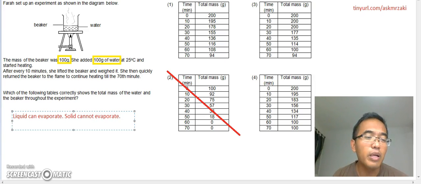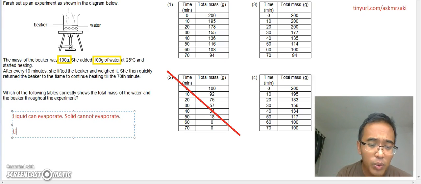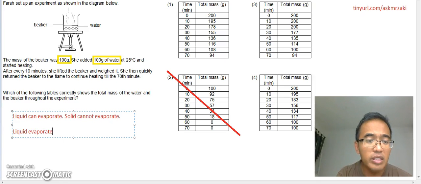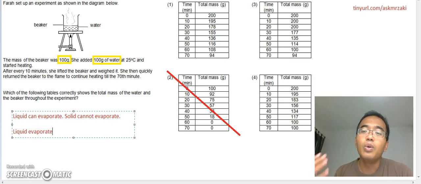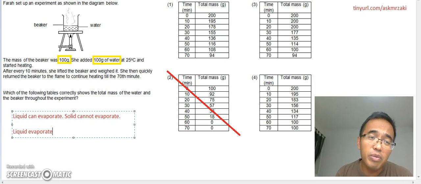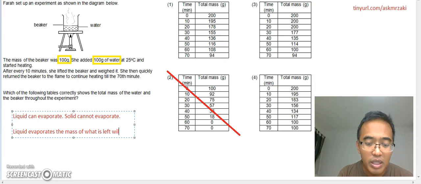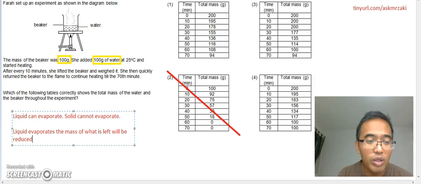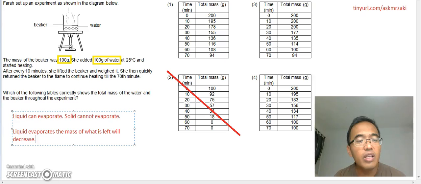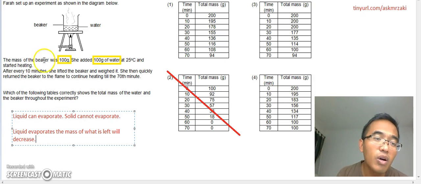Okay, now when liquid evaporates, does it become more or does it become less? We know when the liquid evaporates, the water here will become lesser and lesser. And therefore when liquid evaporates, the mass of what is left will decrease. So if the liquid evaporates, the mass of whatever water is left will decrease.